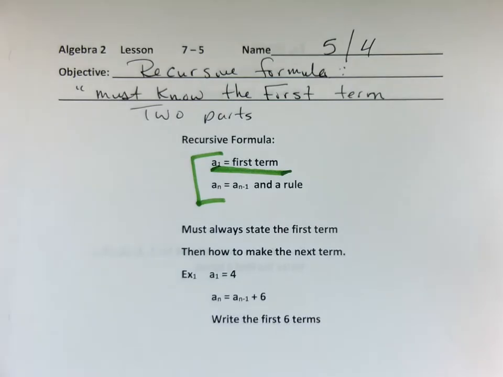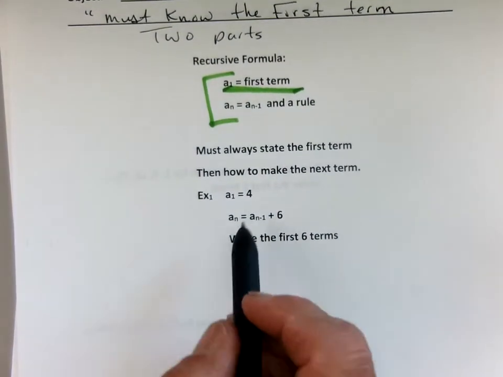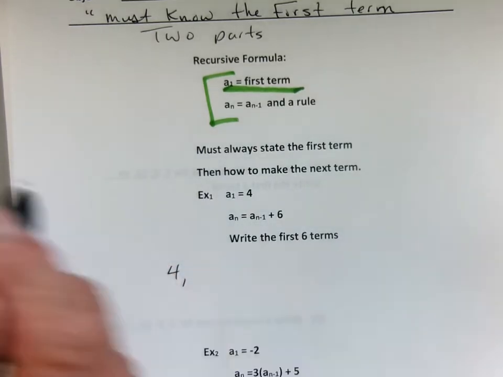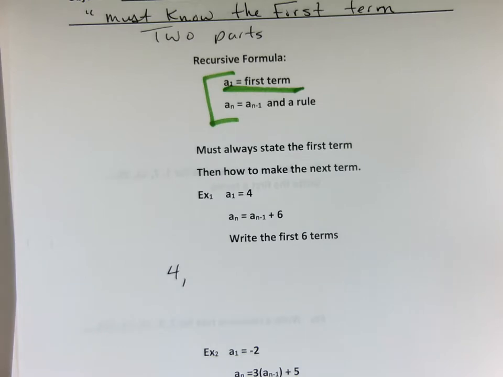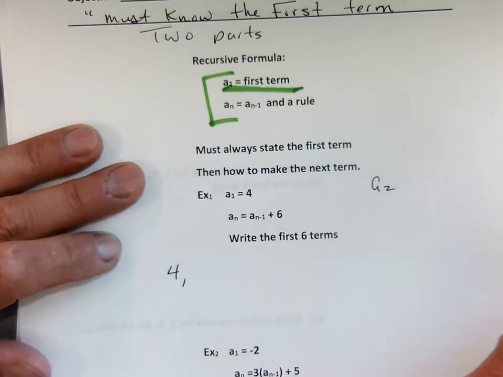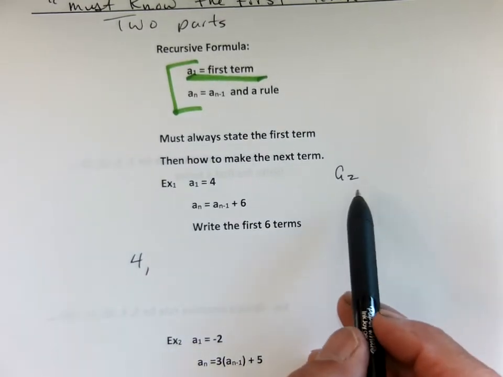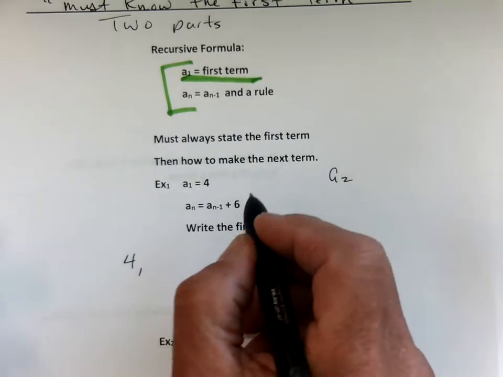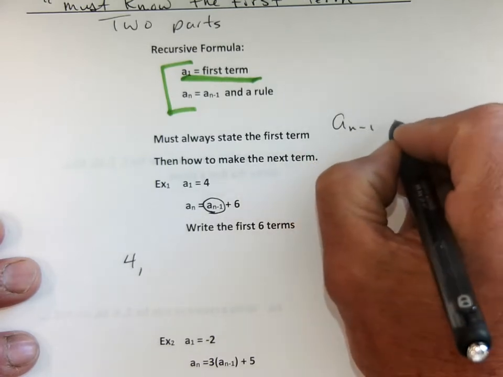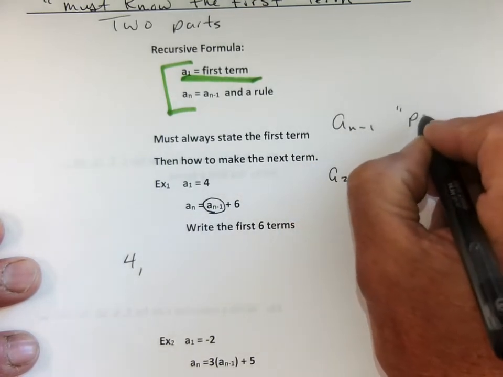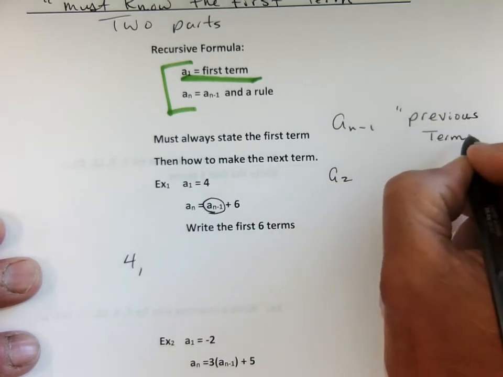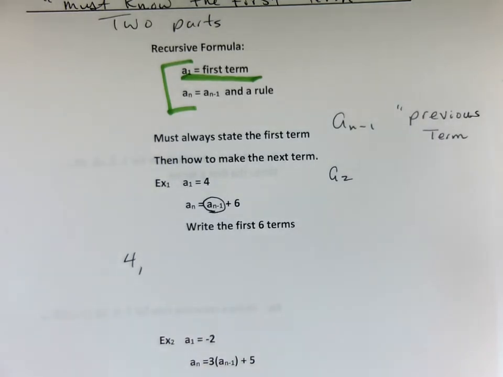So let's take a look at example 1. A1 is 4, so we know where to start. I'm going to write down 4. Now, if I want to make the second term, which is A2, here's the tricky part. This a sub n minus 1 is what we call the previous term.